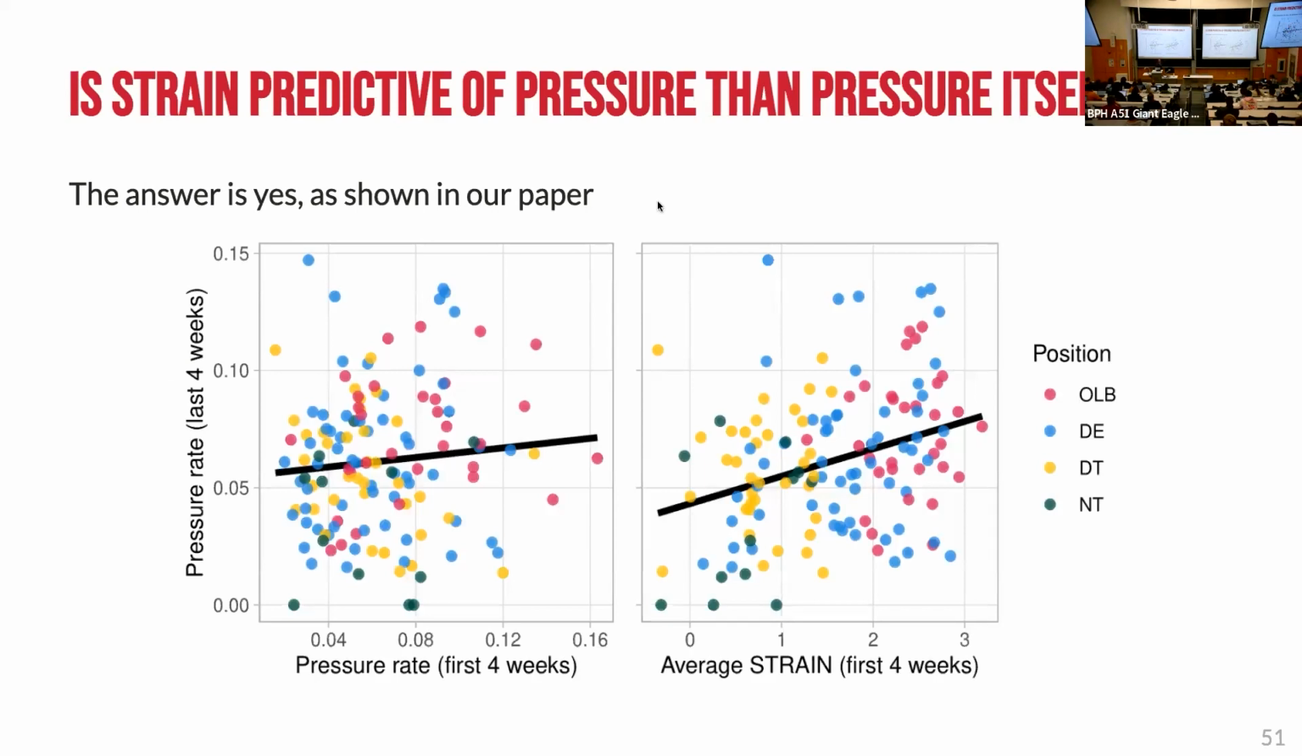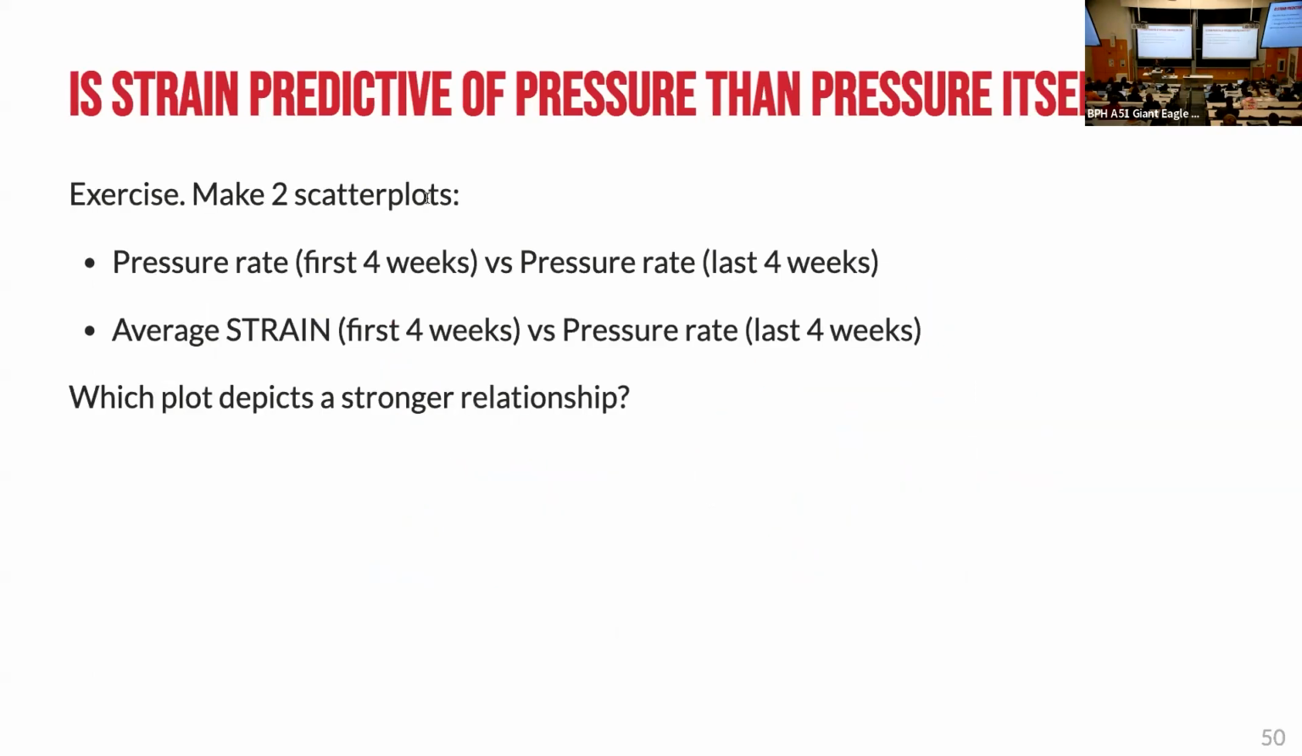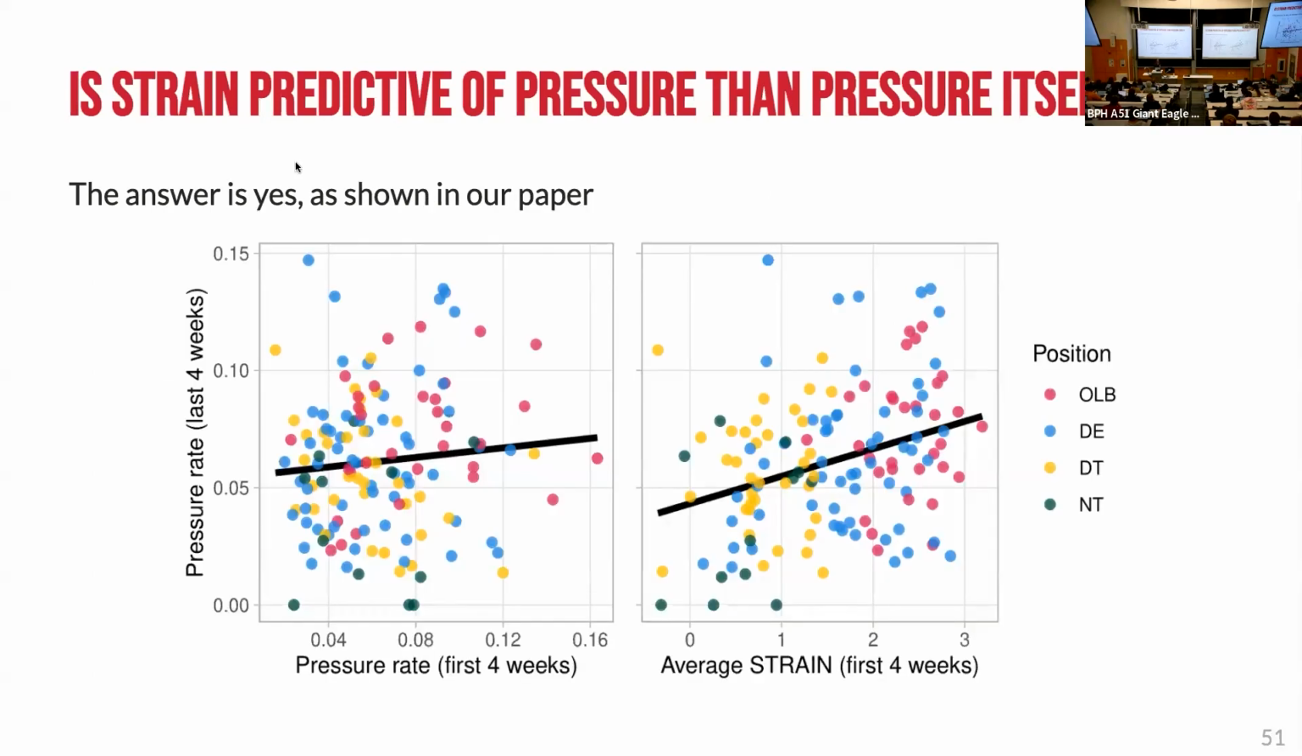And the answer to this question, as it turns out, is yes, strain is more predictive of pressure than pressure itself, as we showed in our paper. Feel free to try it; the code is pretty much the same as the code for the previous two plots that I showed. You just need to modify a few things, just the variables. Ultimately, you're going to end up with this, where for both of these figures, the y-axis is the pressure rate for the last 4 weeks. On the left, the x-axis is the pressure rate for the first 4 weeks. On the right, the x-axis is the average strain for the first 4 weeks. What we can see is that the average strain for the first 4 weeks yields a higher correlation when we plot it against the pressure rate for the last 4 weeks, compared to the pressure rate itself.